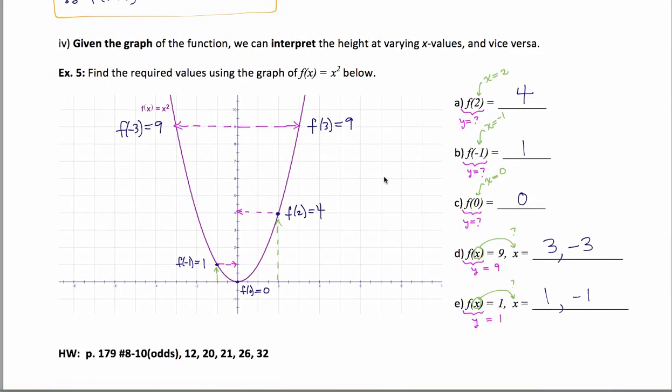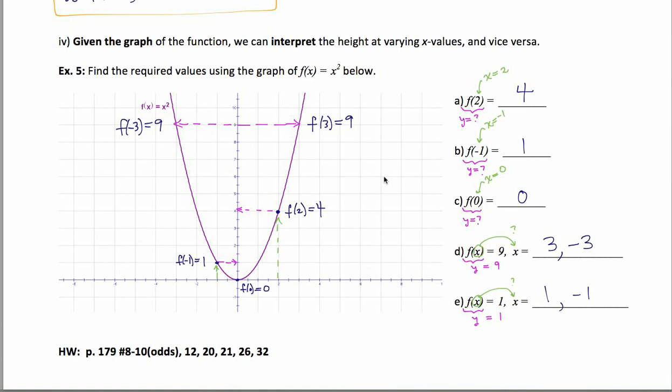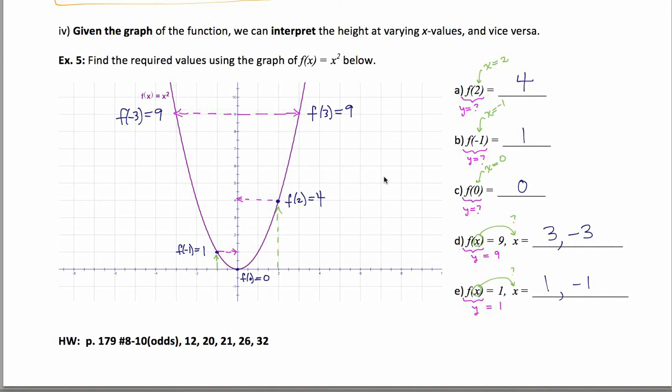Now, given a graph, we can interpret the height at varying x values and interpret the different x values at different heights. So we'll just look through these examples here, a, b, c, d, and e. If I say that f at 2 is equal to some quantity, then what we're saying is the height of the function at an x value of 2 is unknown. So we know x is 2, but we don't know what the height of f is at an x value of 2. So we're just going to truck over here, there's the x value of 2, come over and hit the function, and it's at a height of 4 when the x value is 2, so that means f at 2 is 4.